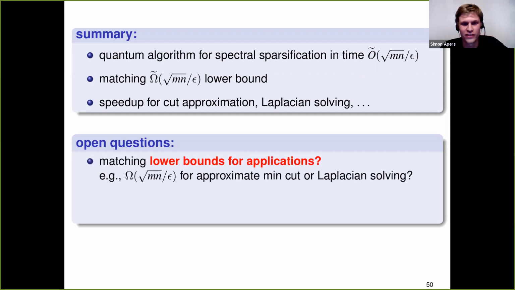The first question is, we proved a matching lower bound for sparsification, right? So we showed that you cannot sparsify a graph faster than square root of mn over epsilon, essentially. But this is not something that people are truly interested in. What people want to do is they want to solve min-cut or solve a Laplacian system. And sparsification is just a tool for that, right? So we proved a lower bound for sparsification, but it doesn't give a lower bound for the really interesting applications, such as approximating the min-cut or solving a Laplacian system.